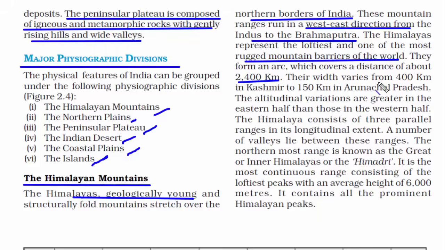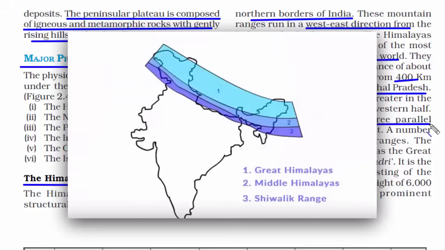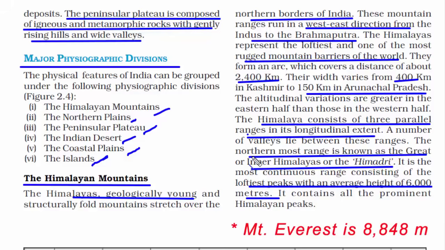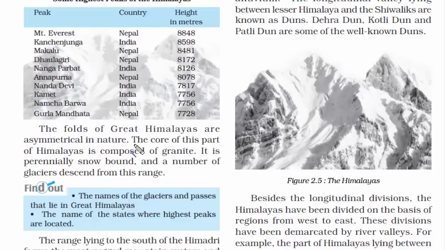And as you go towards the eastern side, it becomes much narrower, about 150 km in Arunachal Pradesh. The Himalaya consists of three parallel ranges. The northernmost range is known as the Greater or Inner Himalayas, or the Himadri. The mountain peaks over there have an average height of 6000 meters, 2000 short of Mount Everest. That long it is. So the core of the Himalaya is made out of granite.